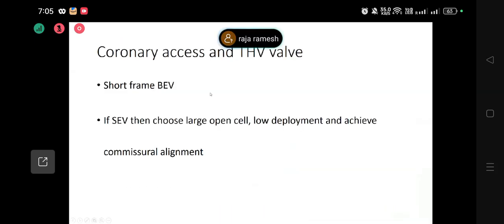So for coronary access, if the other anatomical features favor a balloon expandable valve, choose a balloon expandable valve. If other anatomical features demand a self-expandable valve, then choose a self-expandable valve with a large open cell so that your coronary guiding catheter can easily go into the ostium. Deploy a little low so that coronary obstruction is less, and achieve commissural alignment so that the transcatheter heart valve commissures do not fall on the mouth of the ostium.